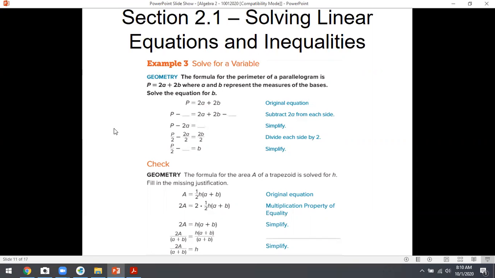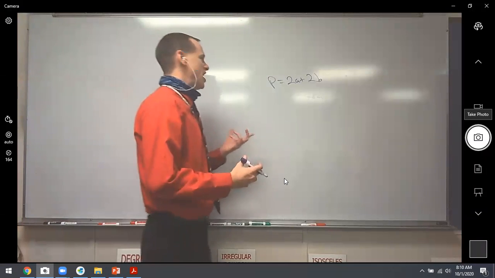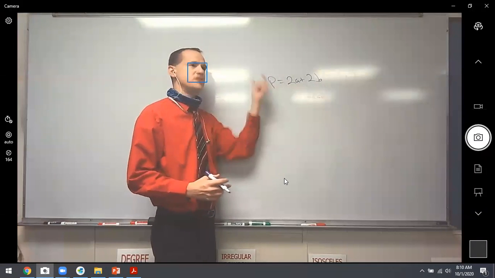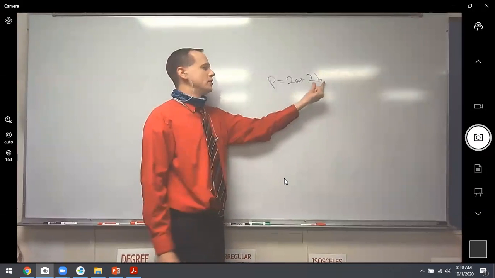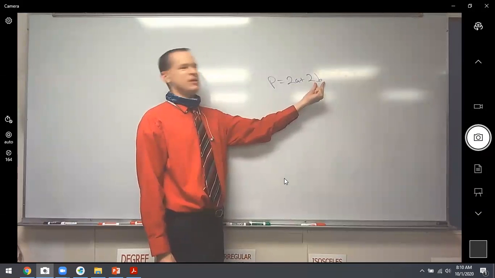Now, how can you solve it if there's not a bunch of numbers around? Well, the process will be the same. This is a number, this is a number, this is a number. I can still move them around like normal. You want to solve for B, which means what? Get B by itself. So we're going to get B by itself.